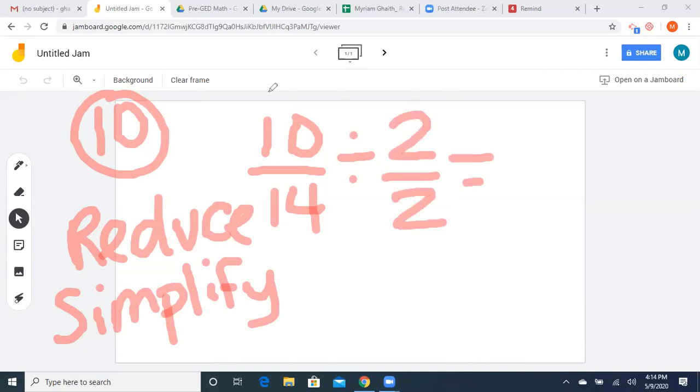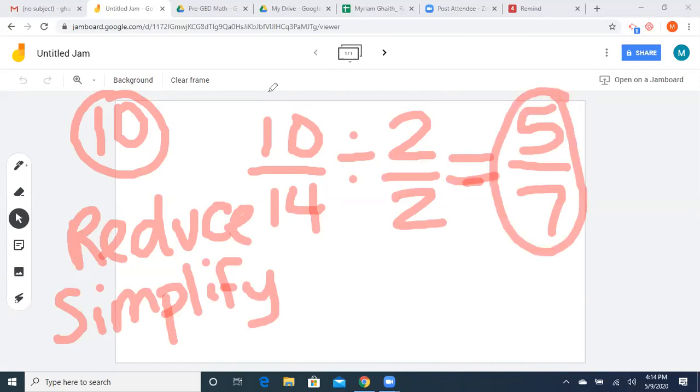And now what do we get? 5/7. Can I reduce 5/7 anymore? No. That's it. That's my final simplified answer. Most reduced answer. Okay? Great. All right. I'm just giving you examples.